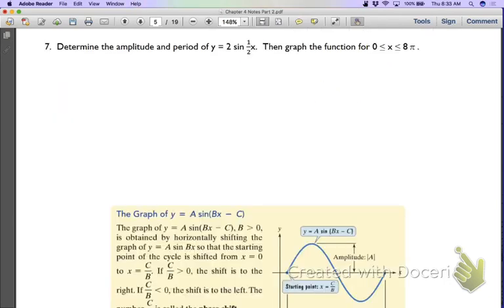Alright, last one. So it says determine the amplitude, the period, you have y equals 2 times sine of 1/2 x. So you want to graph the function basically between 0 and 8 pi.